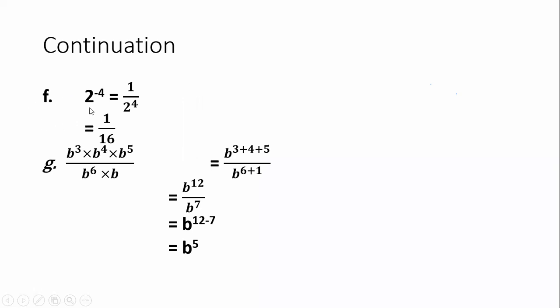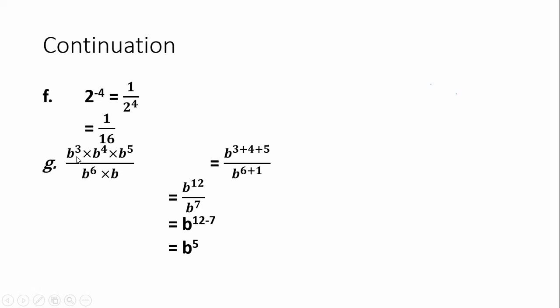Number F, 2 raised to the power minus 4. That's law 4. 2 raised to the power minus 4, we have to get the reciprocal, and that's 1 over 2 raised to the power 4. And 2 raised to the power 4 is 2 times 2 times 2 times 2, that is in 4 places. 2 times 2, 4, times 2, 8, times 2, 16. That's all you have. That's 1 over 16.